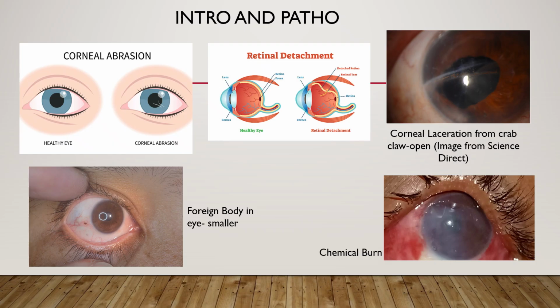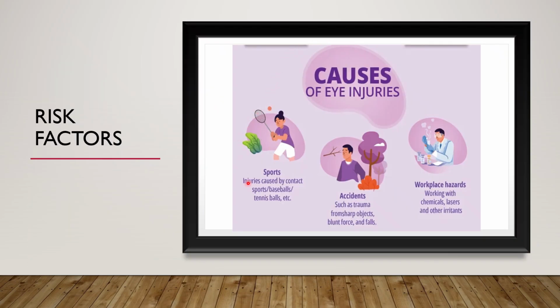We'll talk about causes of eye injuries, most commonly occupational hazards. Anything having to do with workplace chemicals, lasers, irritants, or construction sites can increase the risk of eye trauma due to flying debris, chemical splashes, or blunt force. So proper eyewear is encouraged. Sports, direct contact sports, soccer, basketball, tennis, anything that can cause injuries to the eyes. So it's important to wear goggles.